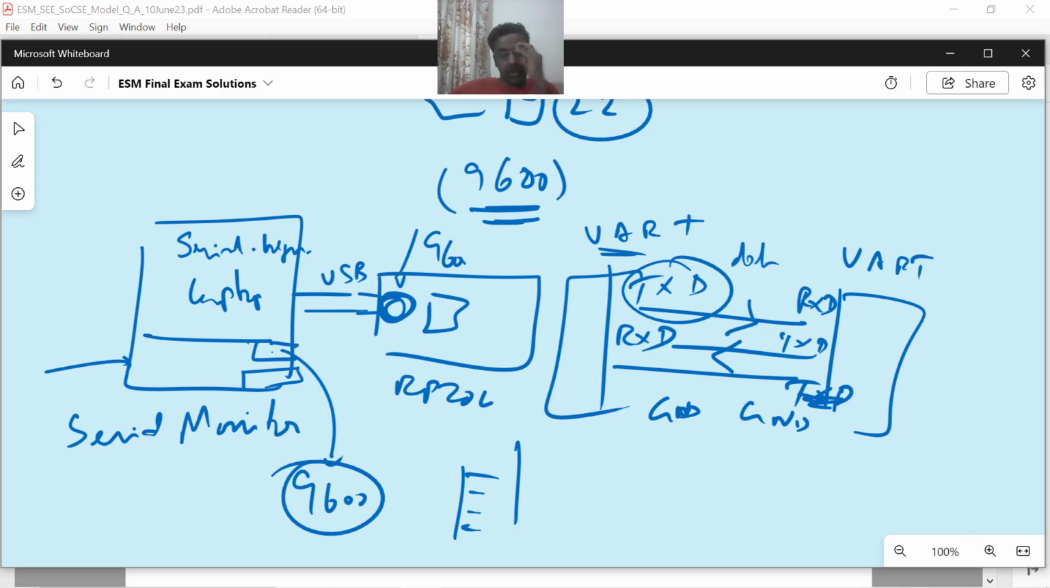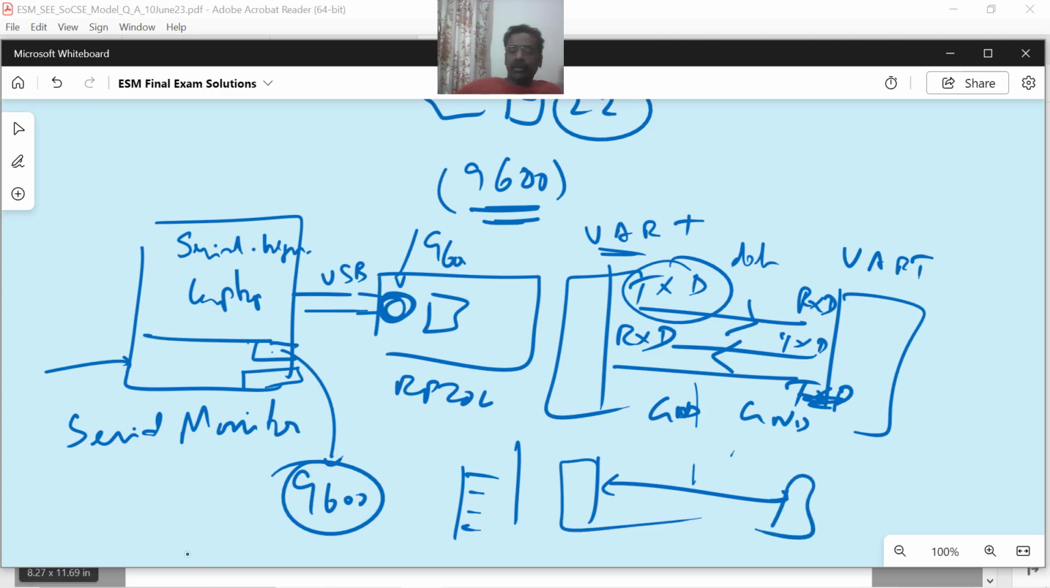Three lines here also. I can see three lines. The only difference is you can't show another device connected to this. It's only a one-to-one connection between two devices. Only one device can be connected. So that's all you have to say.